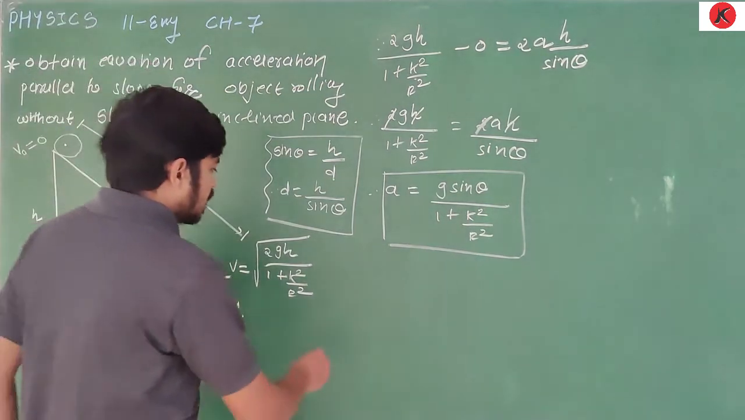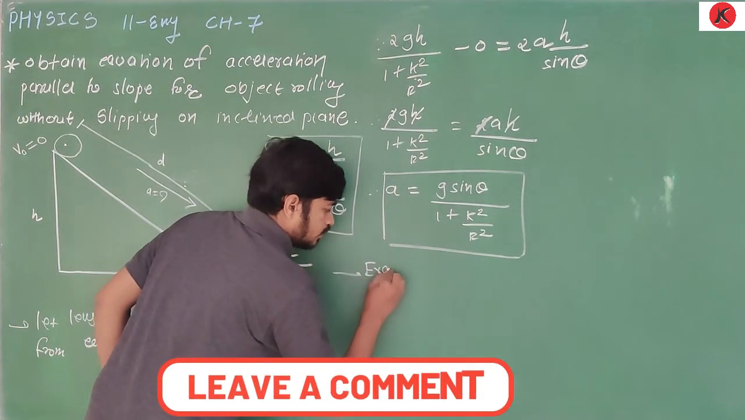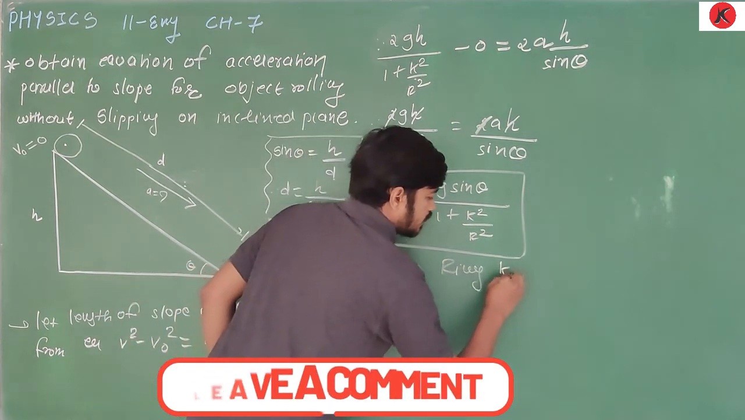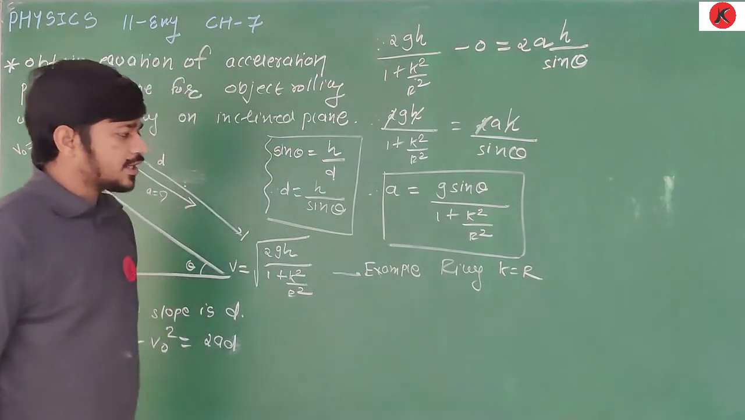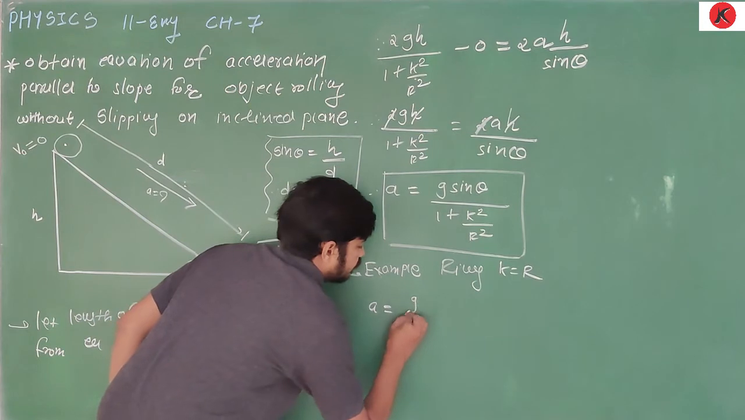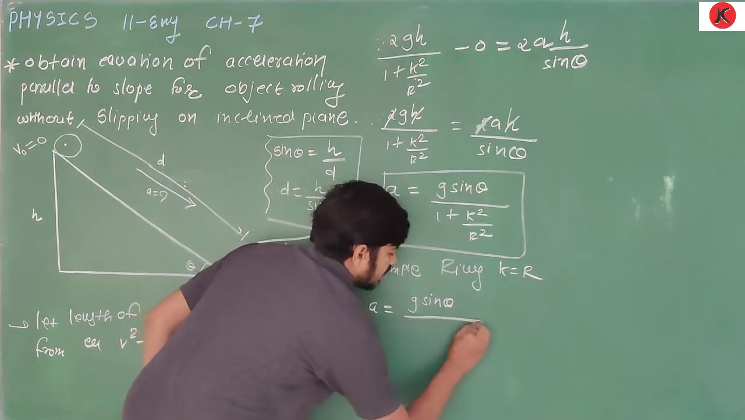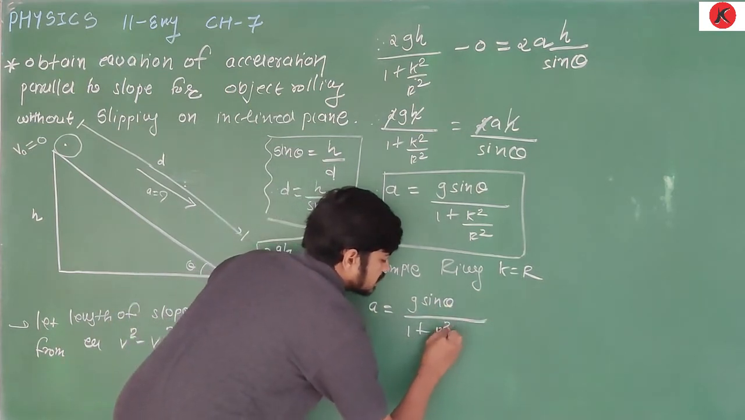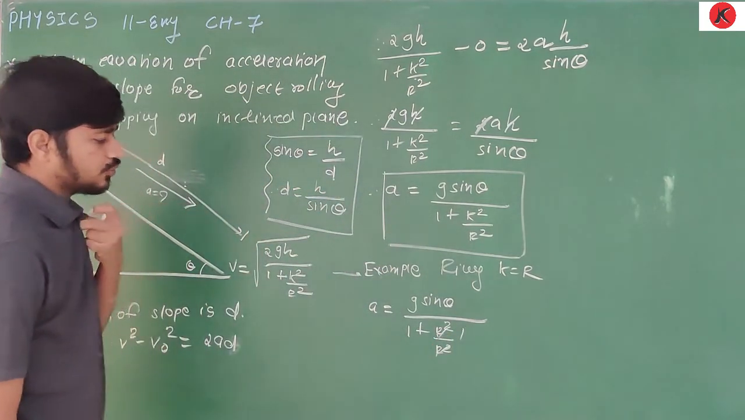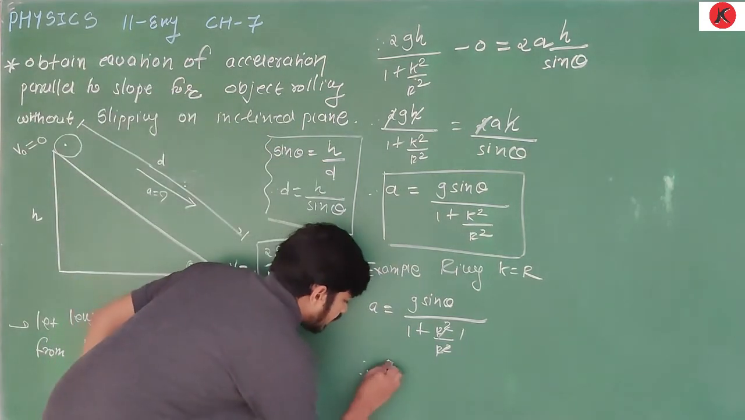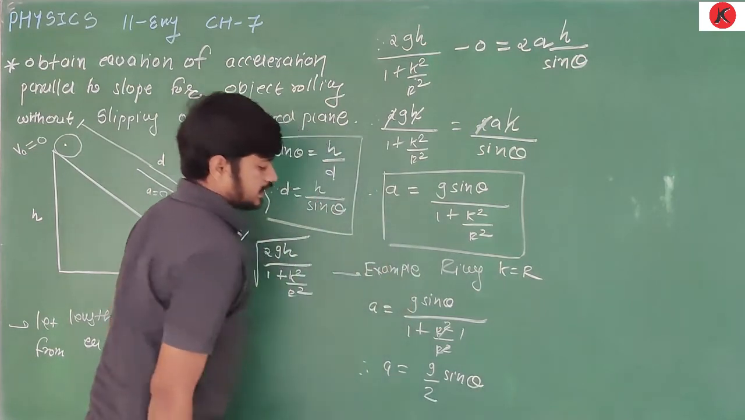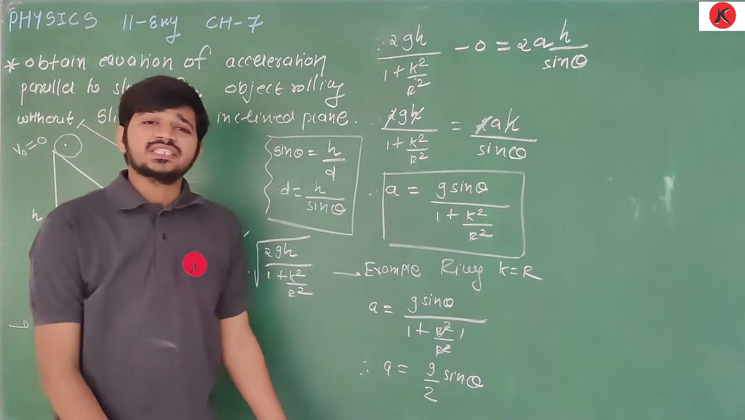General equation means, for example, I am taking the object ring, and for a ring you know that k is equal to r. So put k is equal to r here. So a is equal to g sin theta upon 1 plus r square upon r square. R square cancels, so it is 1, and 1 plus 1 is 2. Therefore acceleration a is equal to g by 2 sin theta.